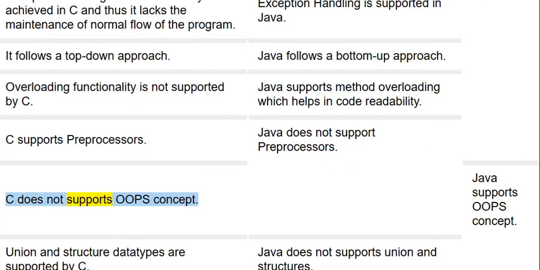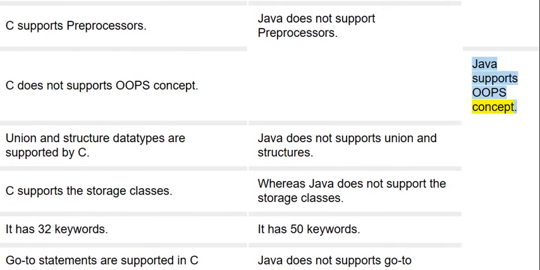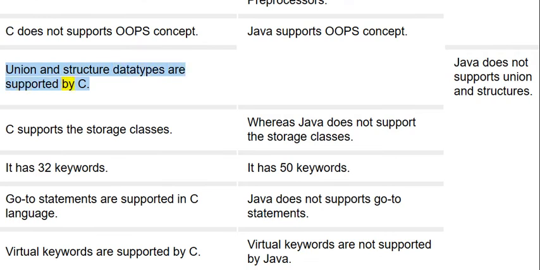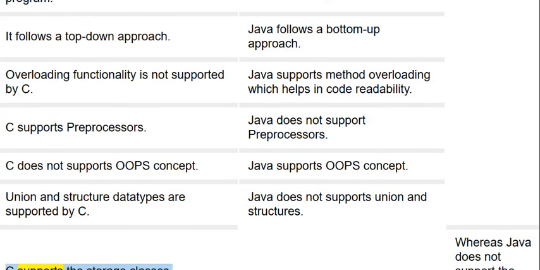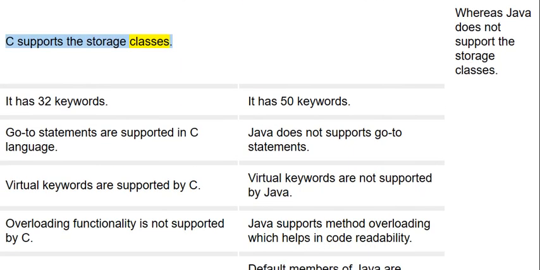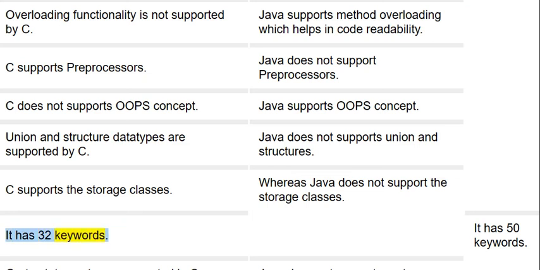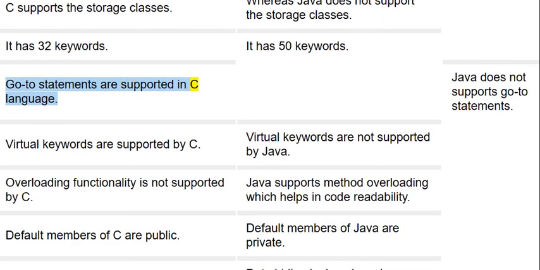C does not support the OOPS concept. Java supports the OOPS concept. Union and structure data types are supported by C. Java does not support union and structures. C supports the storage classes, whereas Java does not support the storage classes. C has 32 keywords. Java has 50 keywords. Goto statements are supported in the C language.